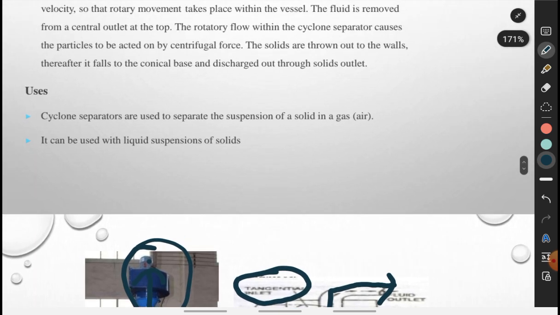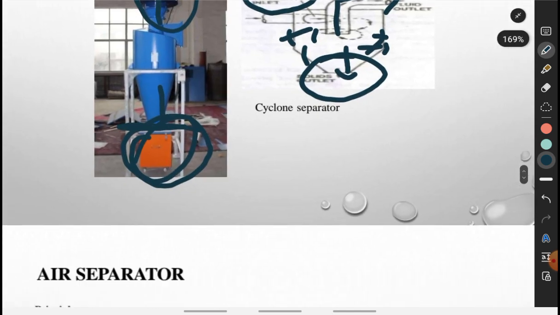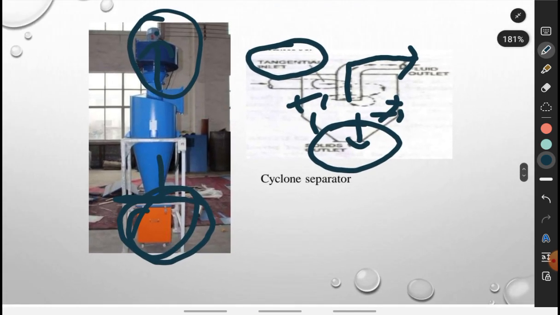Then what are the uses of the cyclone separator? Cyclone separator is used with liquid suspensions of solid, but most commonly used for separating suspensions of solid in gas. It is also used for separating heavy or coarse fraction from fine dust. Then coming to the advantages, the separator is inexpensive, low maintenance, and easy to install. These are the advantages.